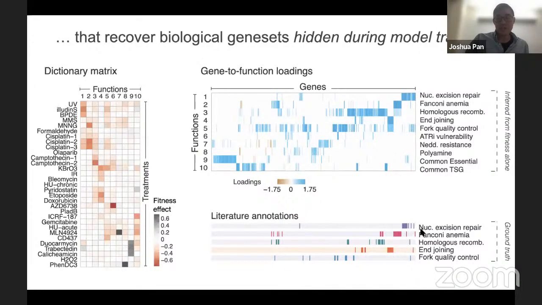So for example, there have been some genes annotated as nucleotide excision repair genes, classically defined in the literature. And we can see that in our first latent variable here, we've captured a cluster of genes that seems to map to this particular biological pathway. So that is the inspiration for our name for that latent variable here. And if we look across our dictionary, we can see that UV induces a fitness effect in the absence of nucleotide excision repair, function number 1. And that is indeed the case biologically. UV causes DNA adducts that are removed by the excision.